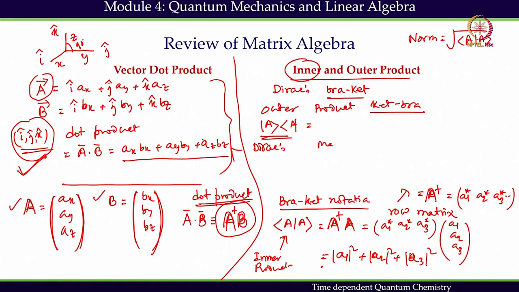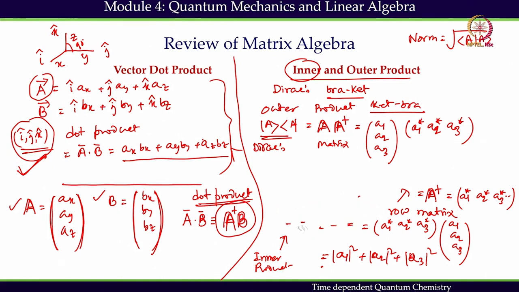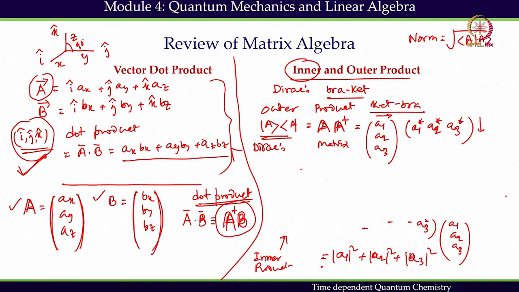And in the matrix form, I can now represent it like this: A matrix multiplied by now A dagger, which is nothing but A1, A2, A3, and this is going to be a row matrix. So, it is going to be A1 star, A2 star, A3 star, and if I multiply, matrix multiplication we have to employ, and matrix multiplication can be done the following way. We have to always follow this way and this way.